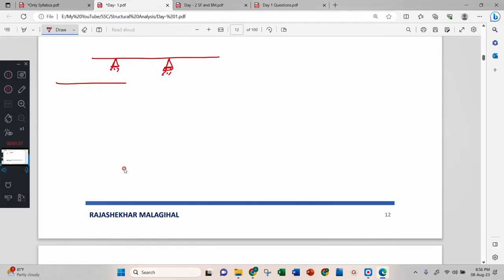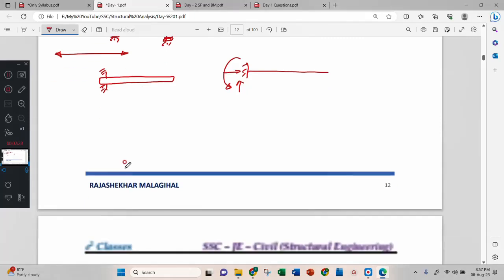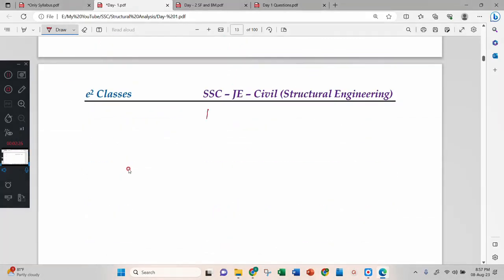Next we have another simple beam, that is your cantilever. This cantilever will look like this, with a portion of the cantilever inside the wall. You can just call it a cantilever beam. As we already discussed, there will be three reactions, and it is fixed at one end and free at the other end. This is the cantilever. Now we have studied these beams.